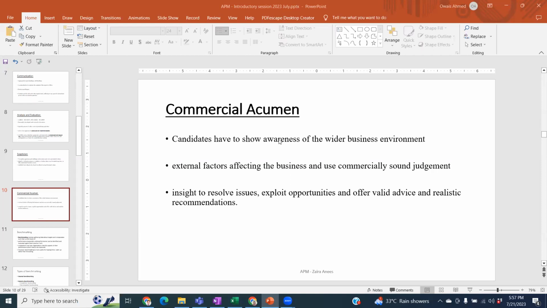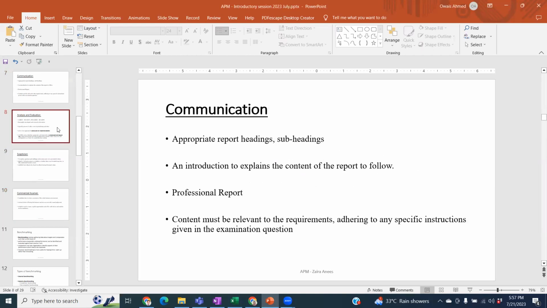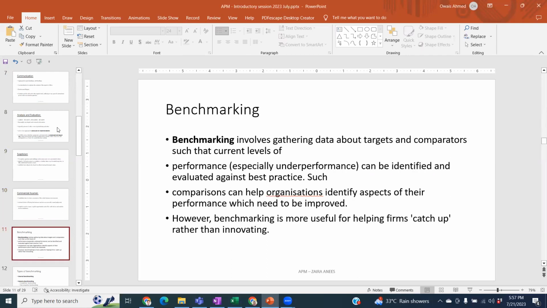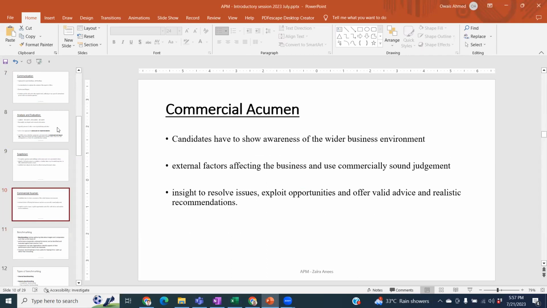I know you guys are well aware of this, but in terms of APM, I think communication and evaluation, these two things can be a bit different from the other papers. Now we are not going to do benchmarking. We are going to start with a question right now.